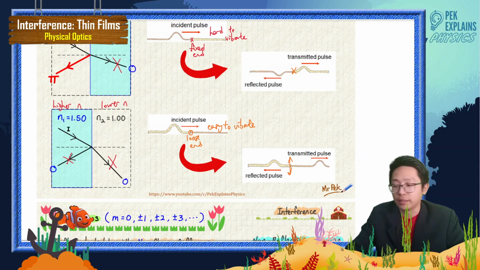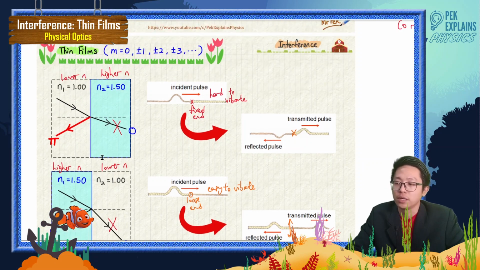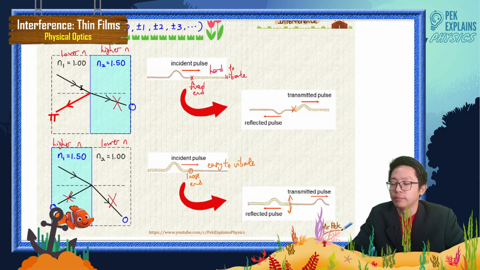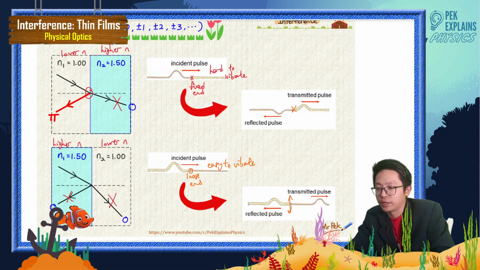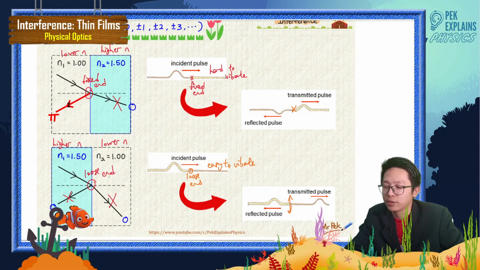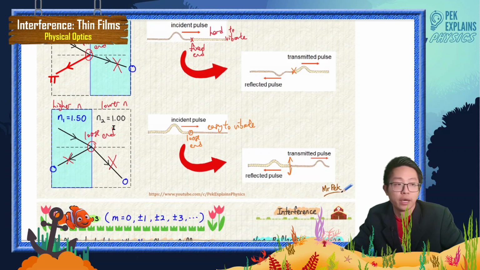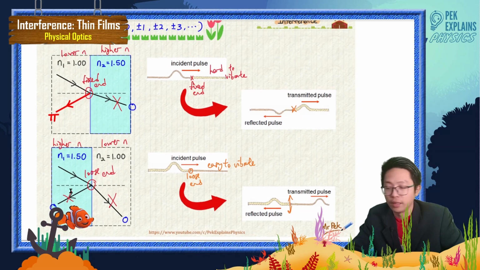It's just like glass meeting air. So this part is like a loose end, and the wave is easy to vibrate. That's why here there is no phase change. I can write like this: this is like a fixed end, hard to vibrate, and this one is like a loose end. A fixed end is hard to vibrate, that's why this one has a phase change. And this one is a loose end, easy to vibrate, that's why there is no phase change.